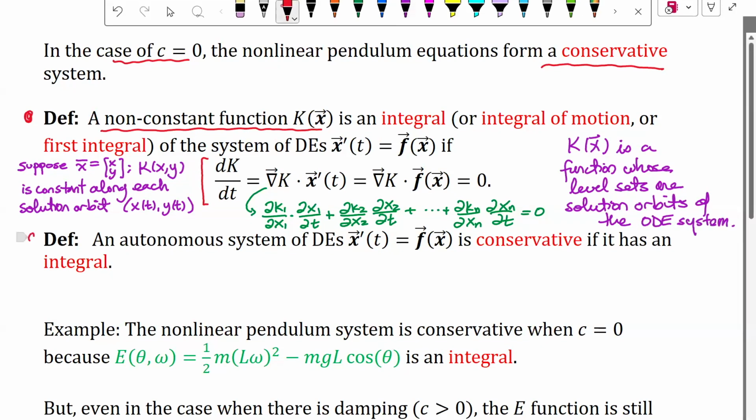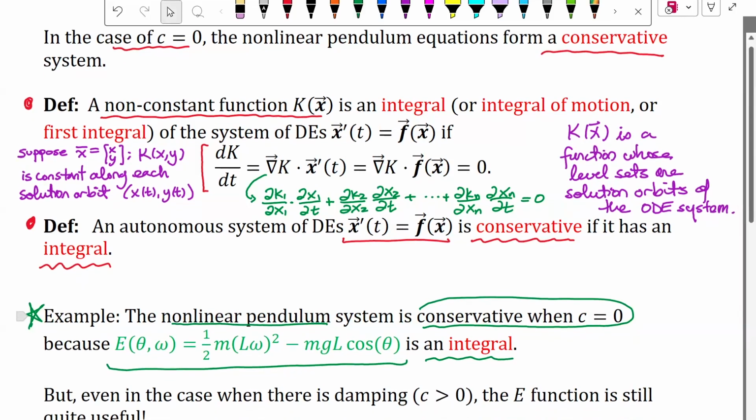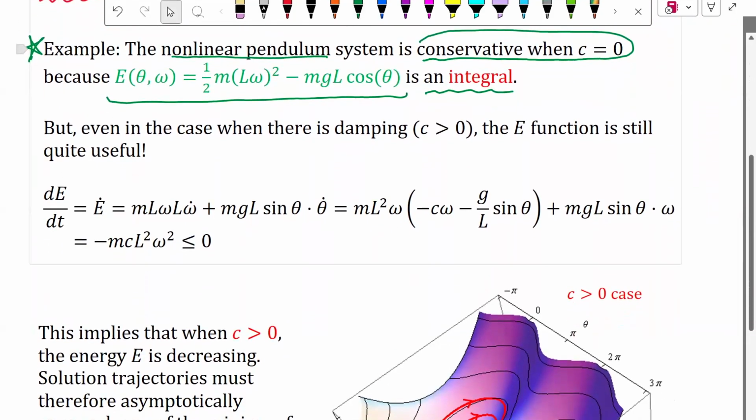Now, in the case of an autonomous system of differential equations, that differential equation is considered conservative if it has an integral. In other words, if such a function K exists for that ODE. So, for example, the nonlinear pendulum that we've been looking at is conservative when there is no damping, because we have exactly found an integral function. It's the energy function. The energy function serves as an integral for the no damping nonlinear pendulum system. But even in the case where there is damping, it turns out that the energy function can still be useful to us. Why is that?